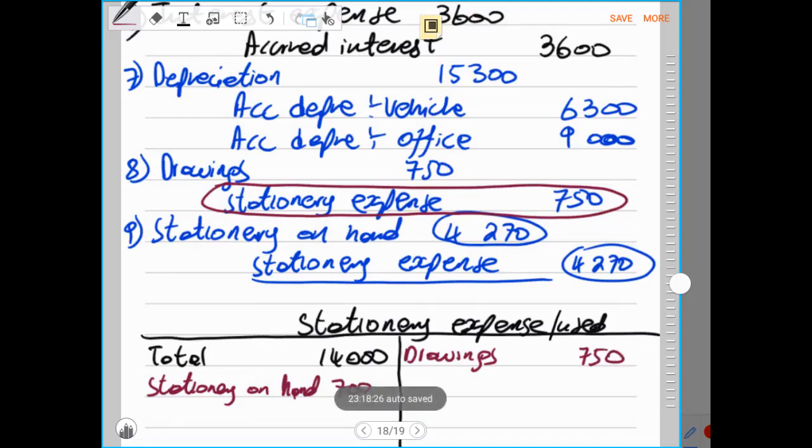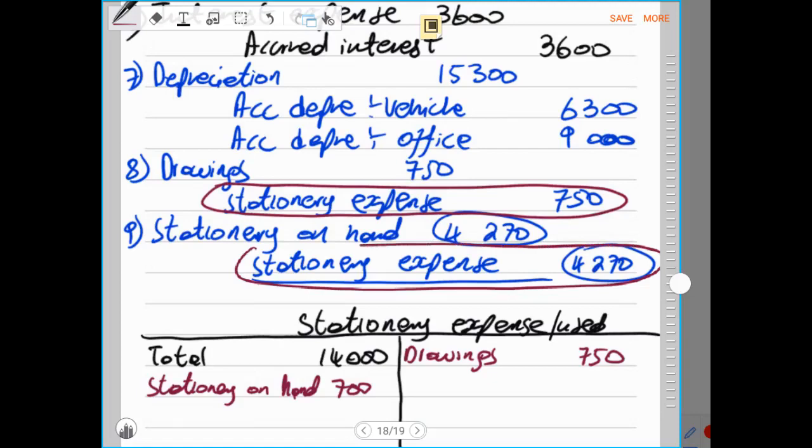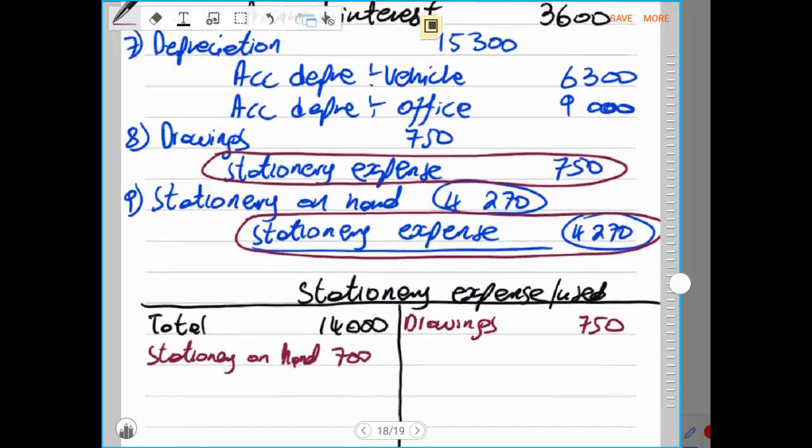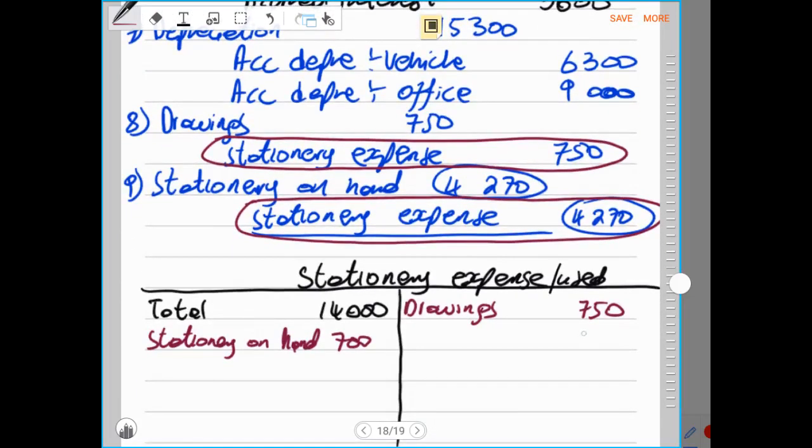Then under entry number 9, we also had stationery, where the stationery expense was credited by 4,270 rands. So now we also have to credit our stationery expense by 4,270 rands. And the contra entry will be stationery on hand.